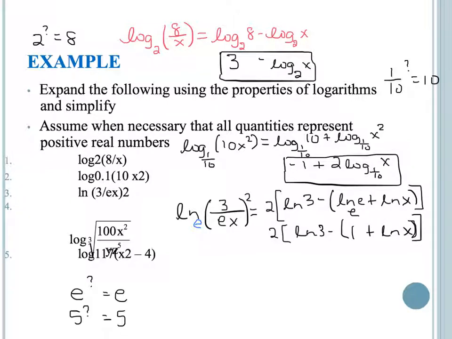And you could distribute the 2 all the way through. You could distribute the negative sign inside the parentheses, but that's approximately what your answer should look like.